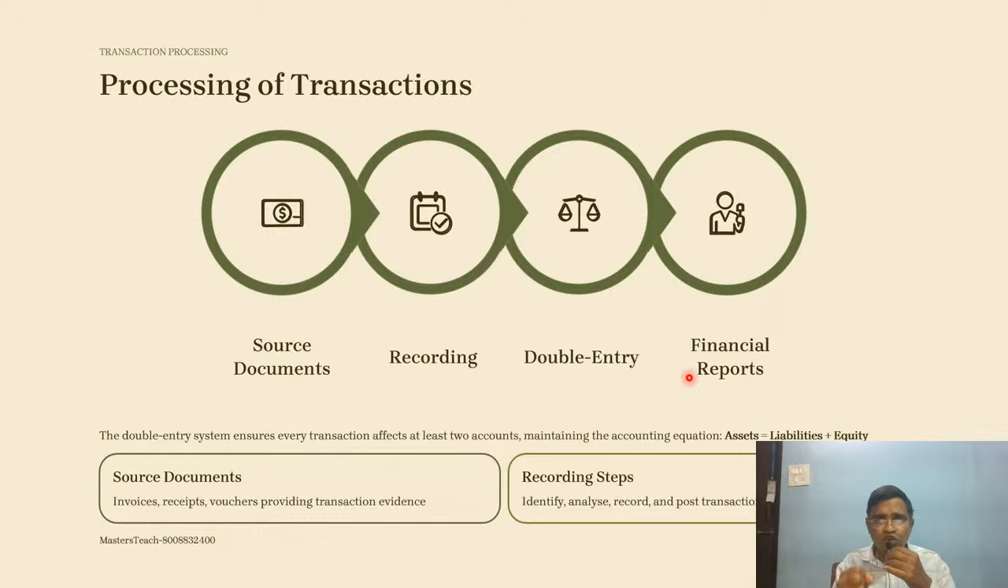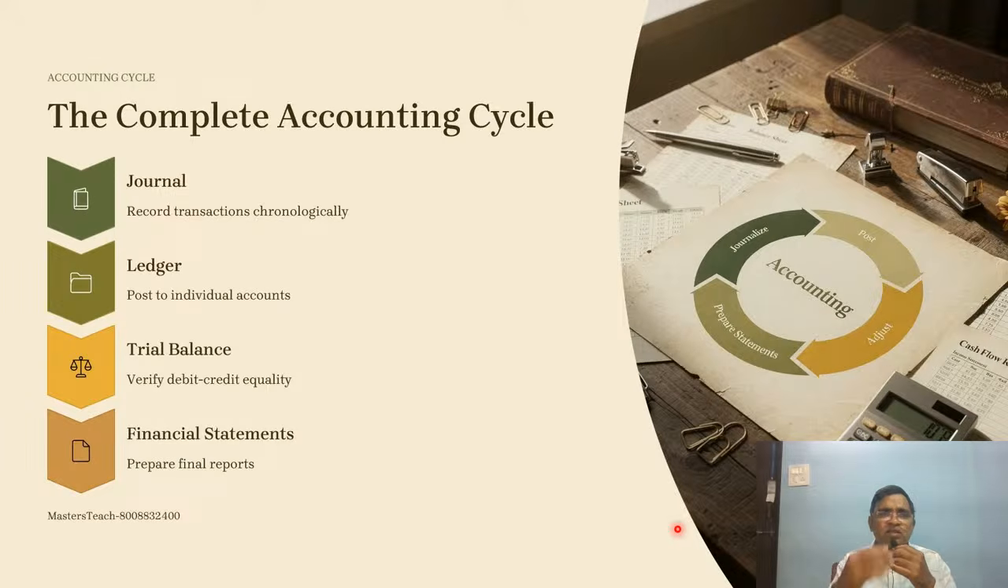And once you get these documents, you are going to record the same, meaning you are going to prepare journal entries, a trial balance, a profit and loss account and a balance sheet. So these are the recording steps. Okay, first is source of document: invoices, receipts, vouchers, providing transaction evidence. Then recording means identifying, analyzing, and recording the transactions systematically. So that is how accounting makes a complete cycle.